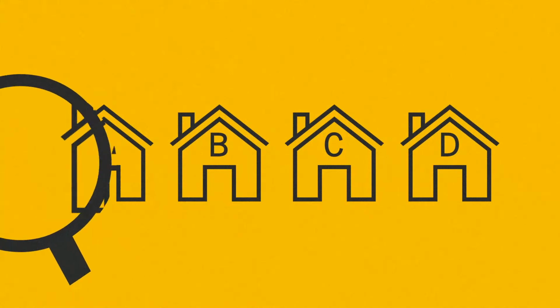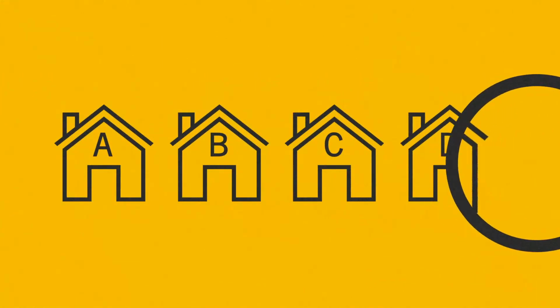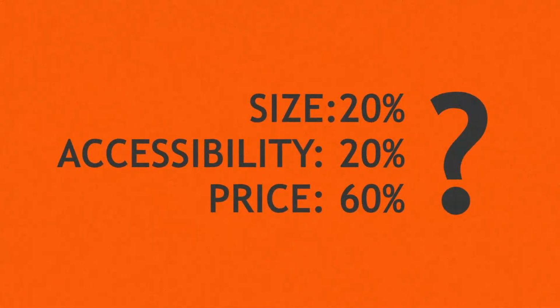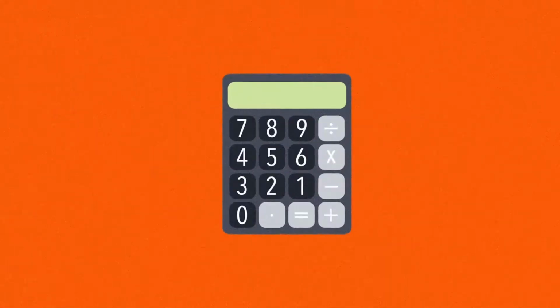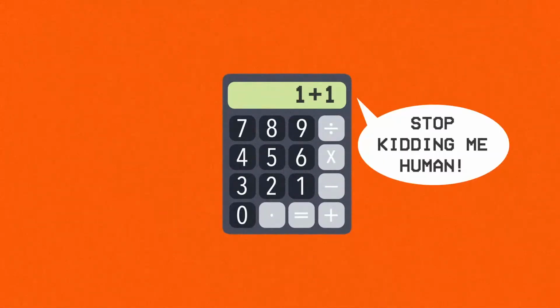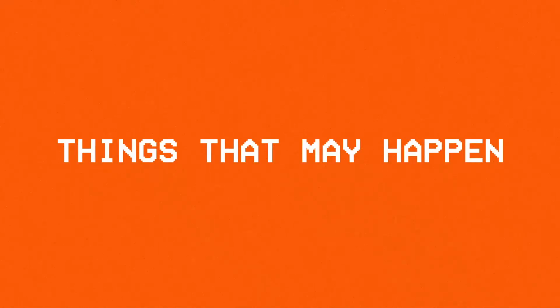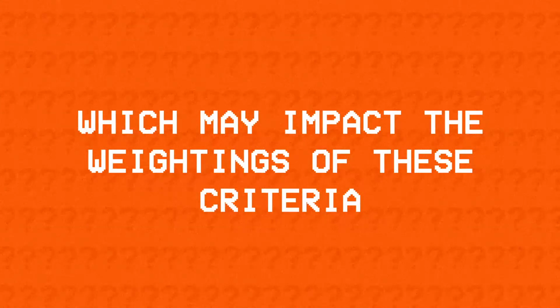For instance, consider the above example related to the selection of a house to purchase. Buying a house is a long-term decision and will impact your life for a relatively long period of time. You might be doubtful about the weighings of the criteria. When you are asked to assign weighings of importance to the decision criteria, you may become concerned with things that may happen and which may impact the weighings of these criteria. Let's refer to these things that may happen as likely or possible events.